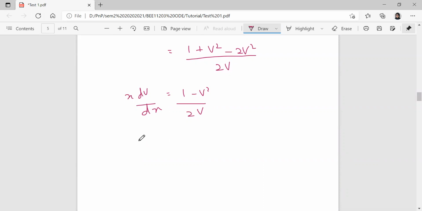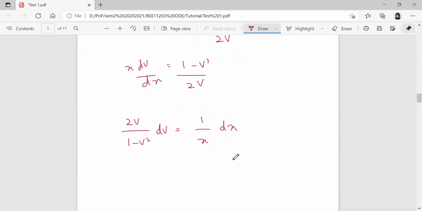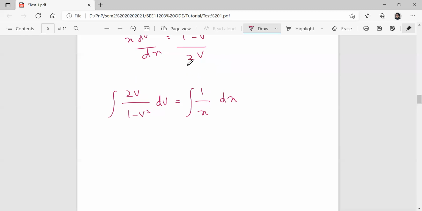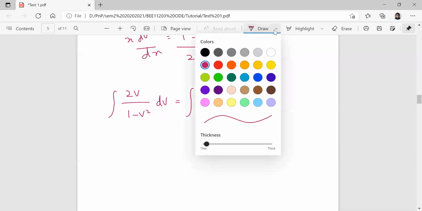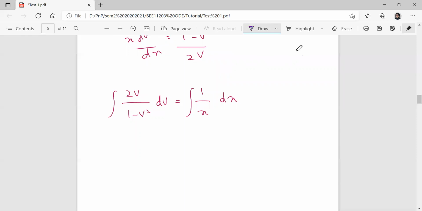Okay, so what we have is 2v over 1 minus v square dv equals 1 over x dx. Now that we have separated the variables, we can integrate both sides. For this side, you have to use kaedah gantian, the substitution method.